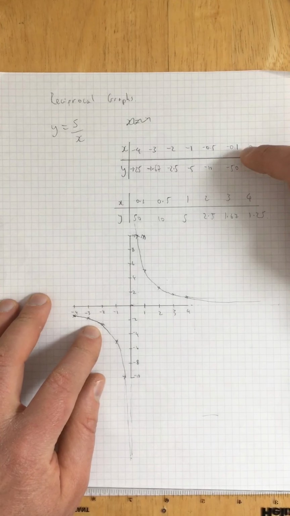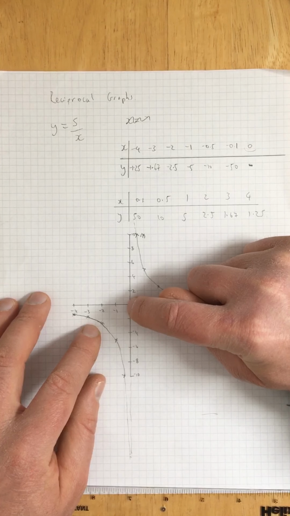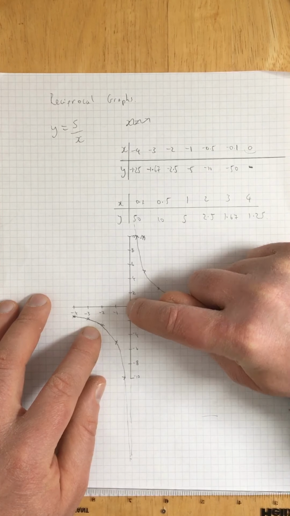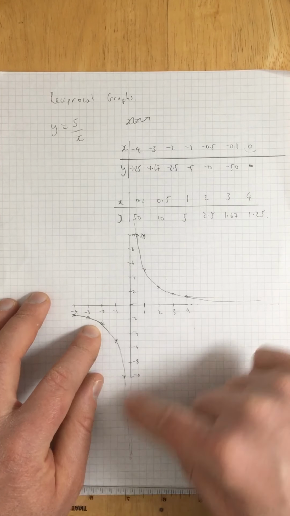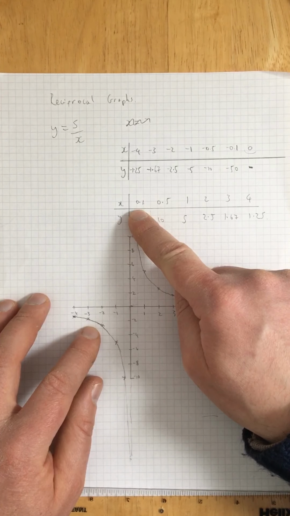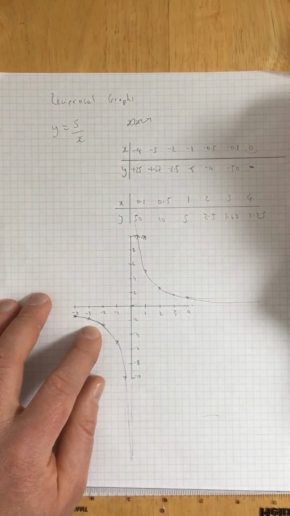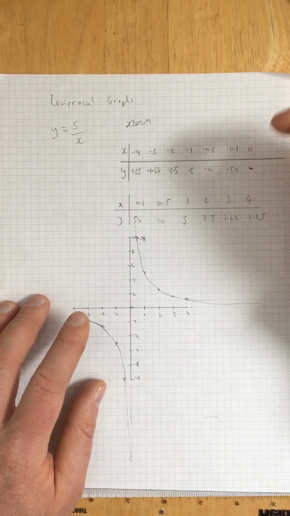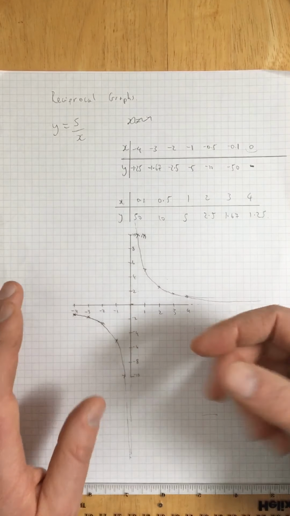Now I haven't been able to plot these, so at negative 0.1, just in here somewhere, the y value should be minus 50, but that's just going to go way off my scale. It would be way off the page. Similarly, for positive 0.1, 5 divided by 0.1 is 50, way off the scale, it's not going to fit on. So plot your points, draw lines through, and you get this characteristic shape.